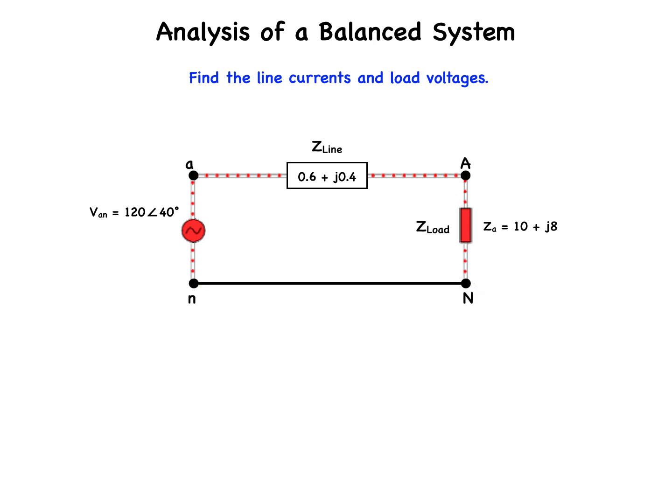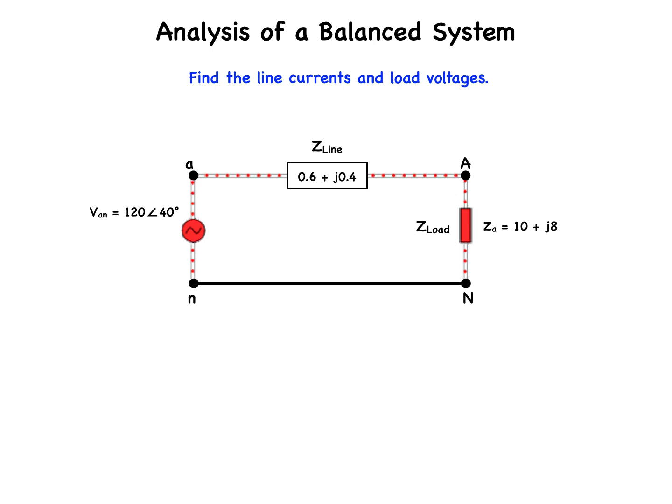Because the system has a balanced load and a three-phase balanced supply, we need only to consider one phase of the system. The other remaining phases have the same magnitudes but are shifted by 120 degrees. Consider now the circuit for the A phase shown here.